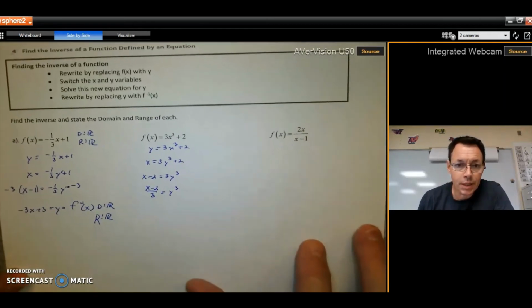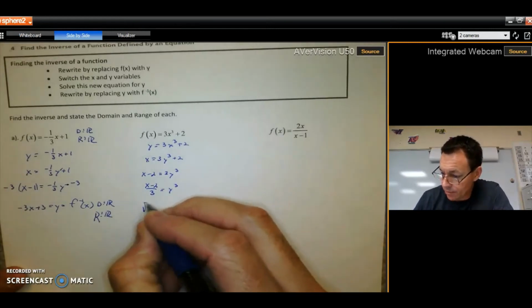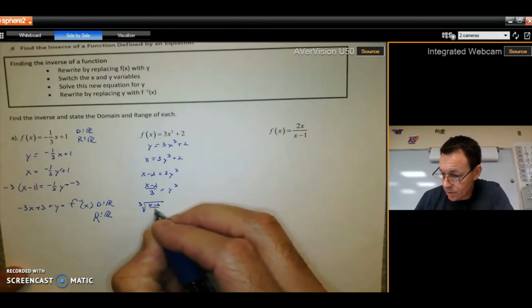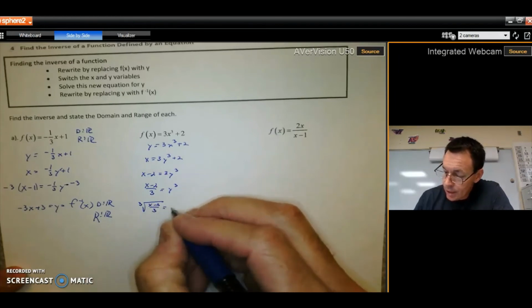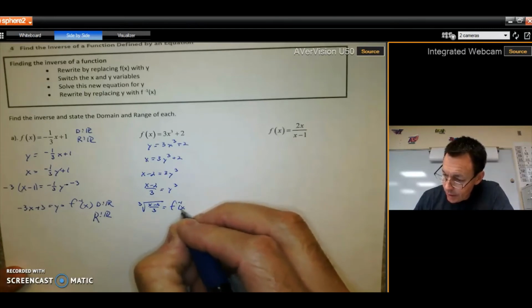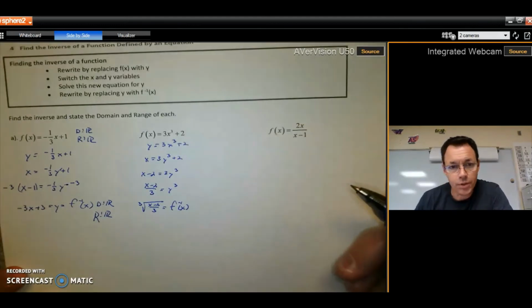And now our y is being cubed, so we need to take the cube root of both sides. So that'll be our final answer over here: the cube root of (x minus 2) over 3 equals y. And then again, we want to rewrite this using the inverse notation. So this is the inverse function of our original function.